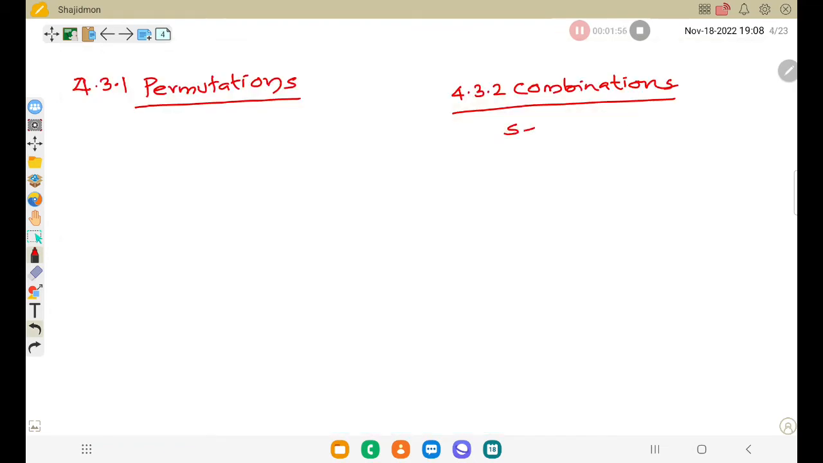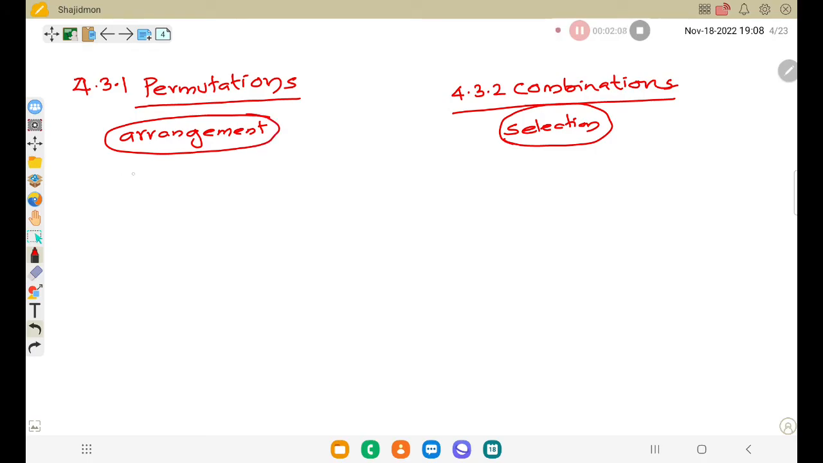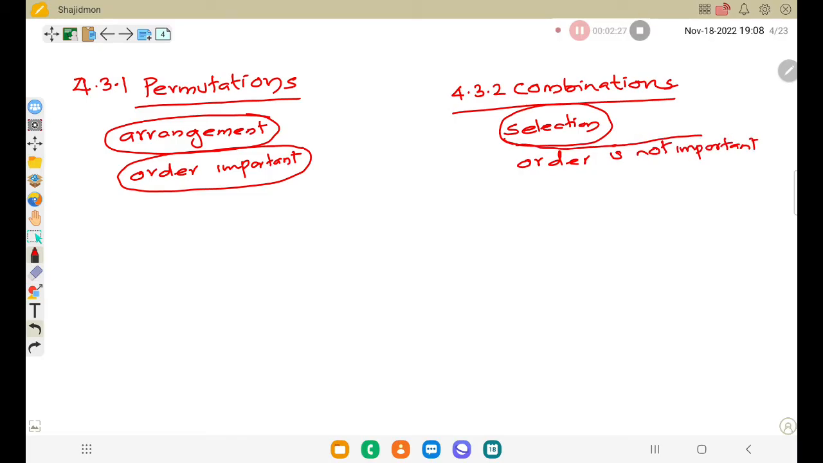So with combination, we always need to be careful, it is a selection. But permutation means it is an arrangement, and here order is important. In combination there is no importance in order. Order is not important, unordered selection. So these are the differences between combination and permutation.